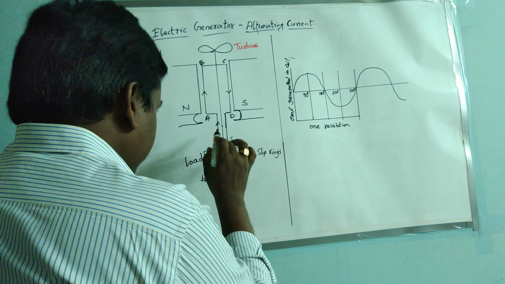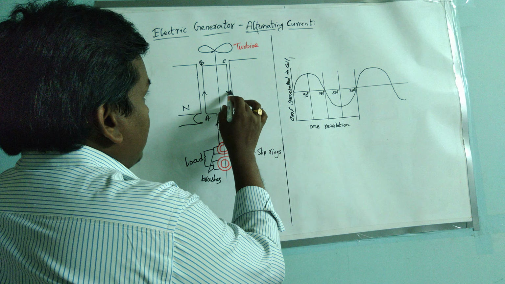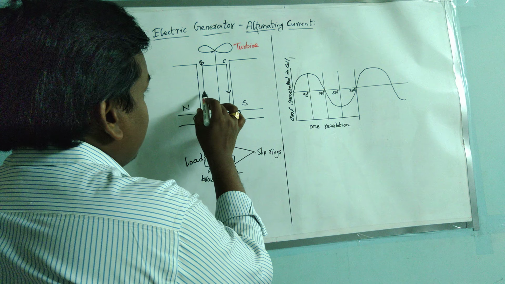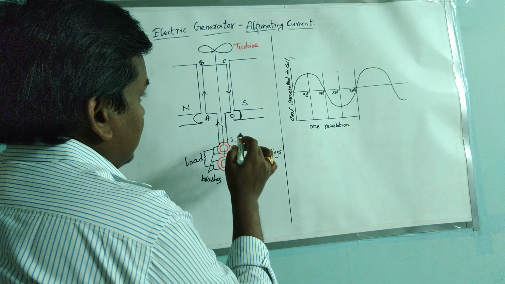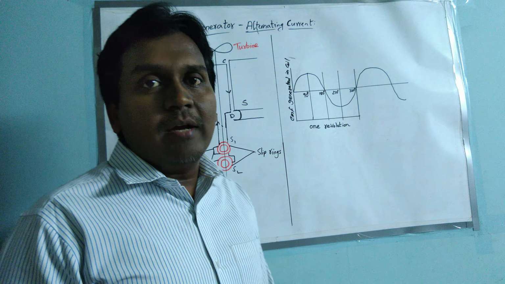And here it will be downward, here it will be upward, and here it will be downward. Completely the directions will be reversed after half rotation. So due to the reversal of the direction, current will be produced, and only due to the reversal of the direction we call this alternating current.